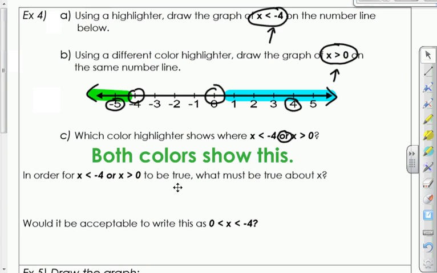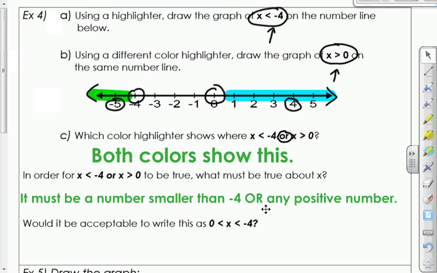So in order for this to be true, what must be true about x? Well, over here, it's all numbers that are smaller than -4. On this side of our graph, these are numbers that are greater than 0. Well, numbers greater than 0 are, of course, positive numbers. So one way of answering this, and this is not the only way, would be to say that it must be a number that is smaller than -4 or any positive number. Any positive number would be this part of the graph, and these would be the numbers less than -4.